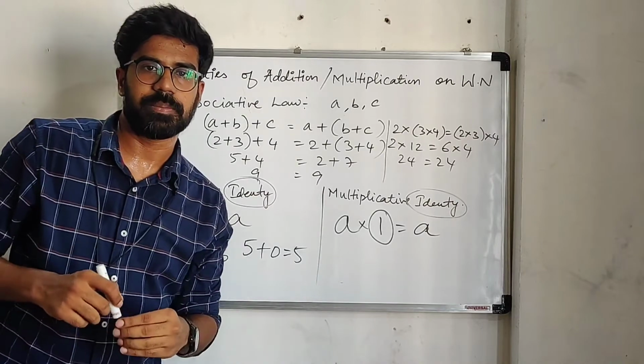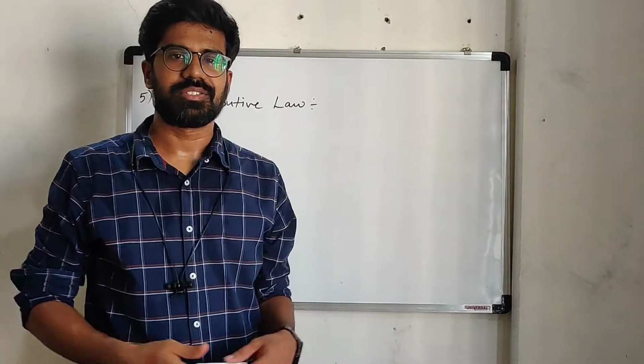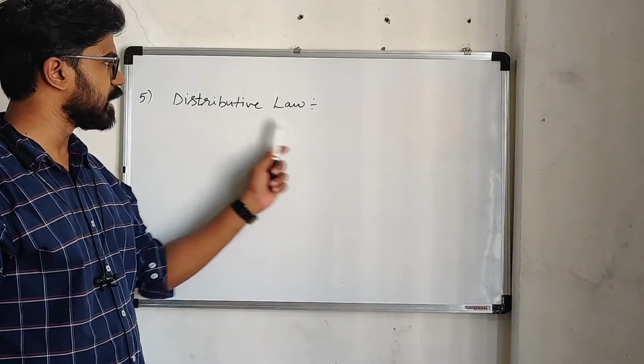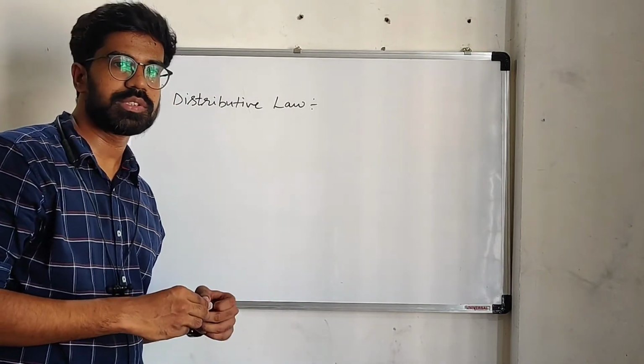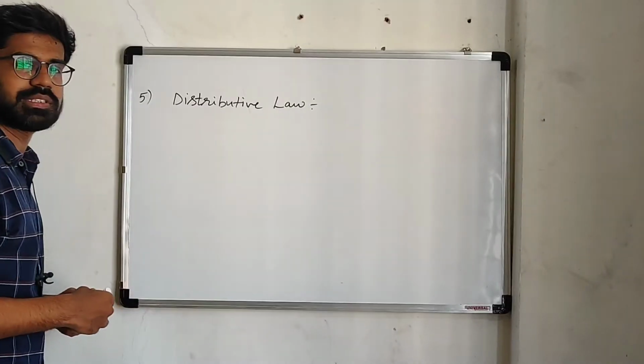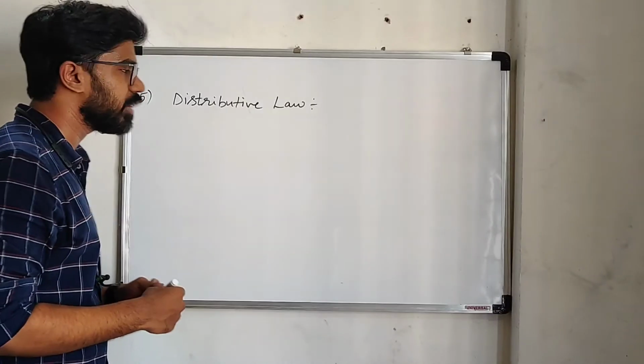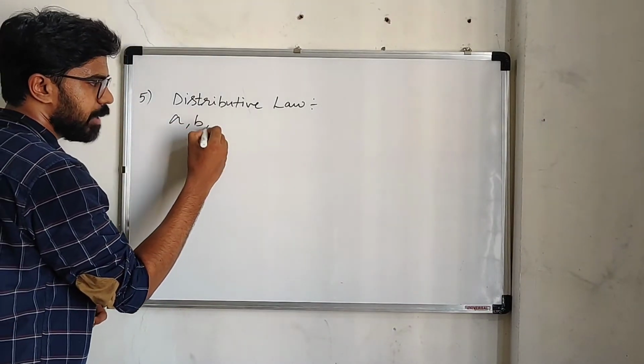Let's look at one more property. So the next property which we have over here is the distributive law. Distribute means what? You take and distribute it, right? That's what you use the word for. So here also we are going to do the same thing. Now say for example you take any three numbers. As usual we will take A, B and C.